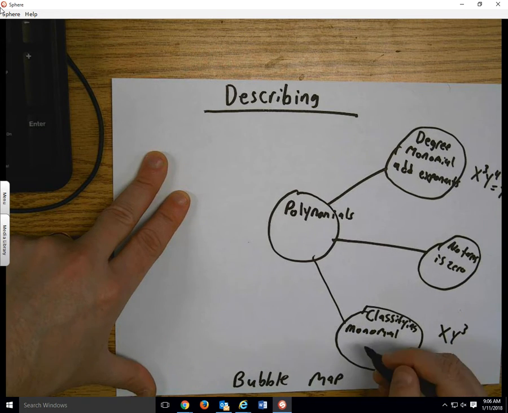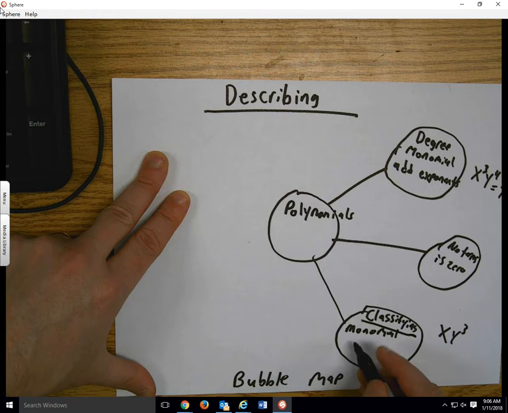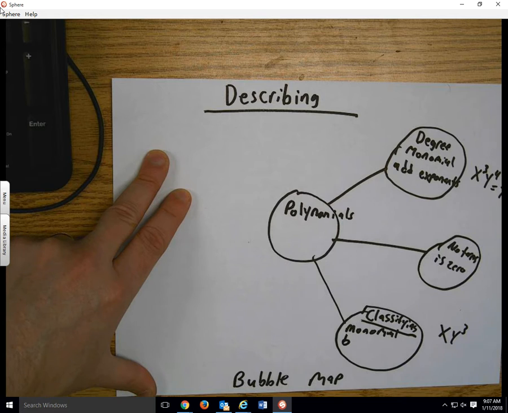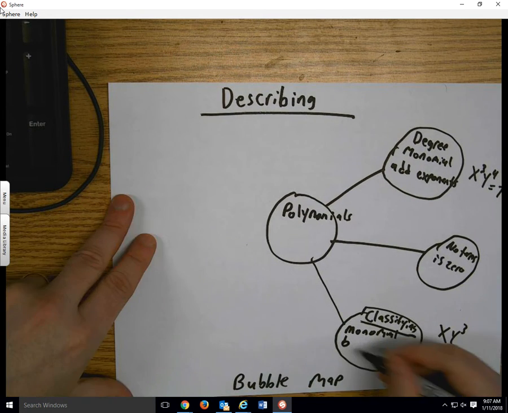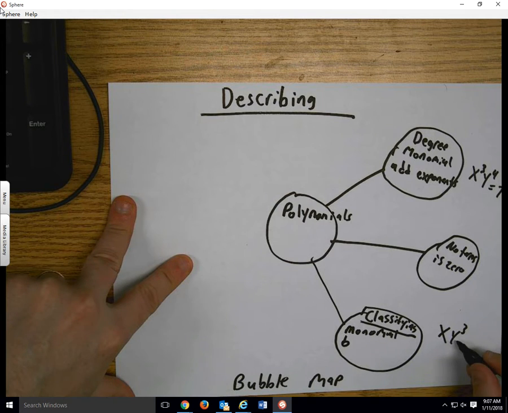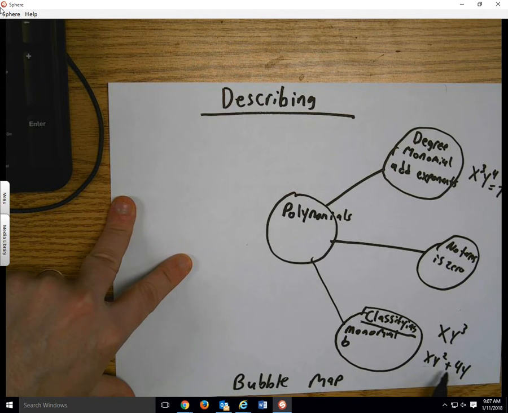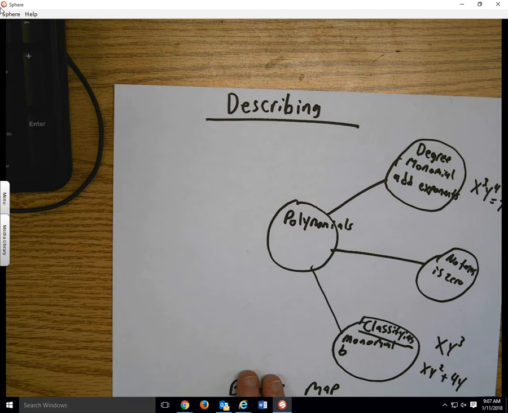Does anyone know what's after a monomial? If we were classifying it, it'd be a monomial. Yeah, actually, everything else is called a polynomial. But there's certain types of polynomials. And one of them, what if it only has two terms? What if it was like xy to the third, or xy squared plus 4y? Now there's a plus sign separating the terms, so there's two. So what is that called?